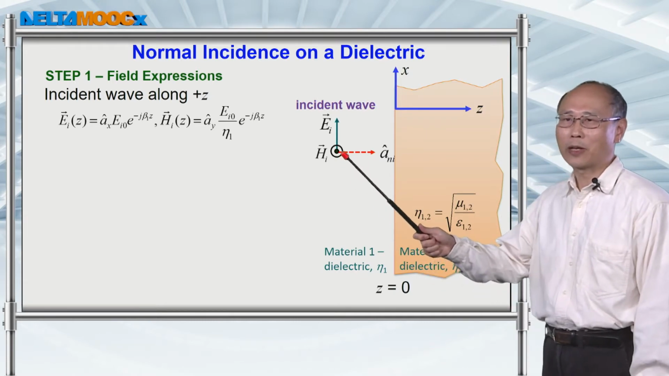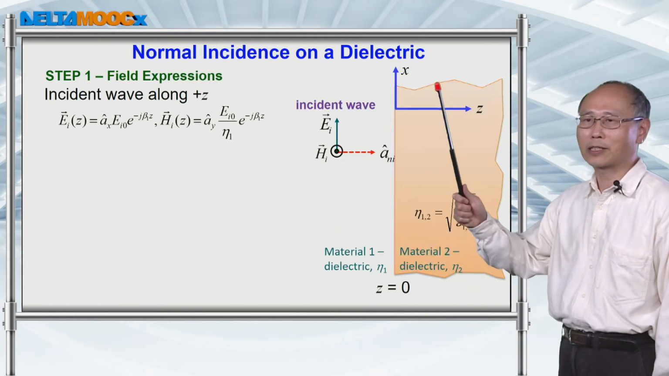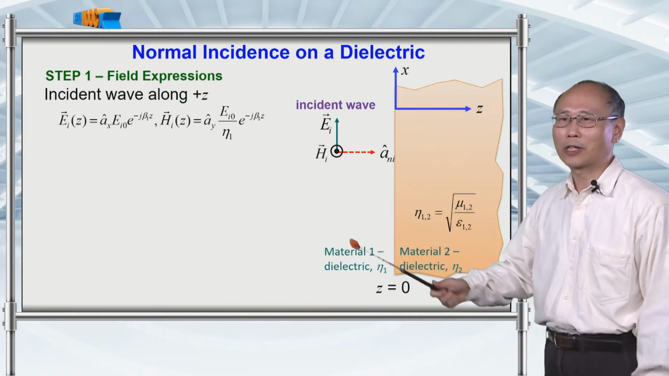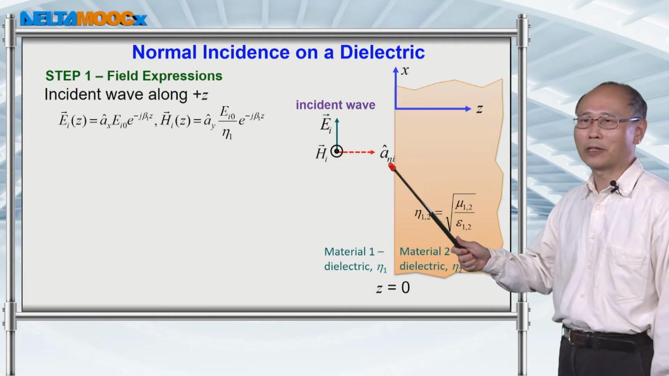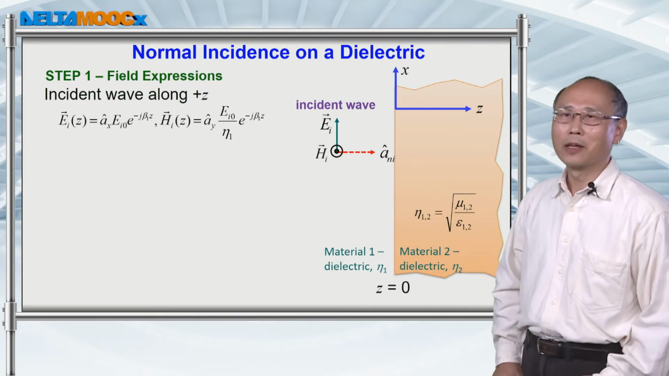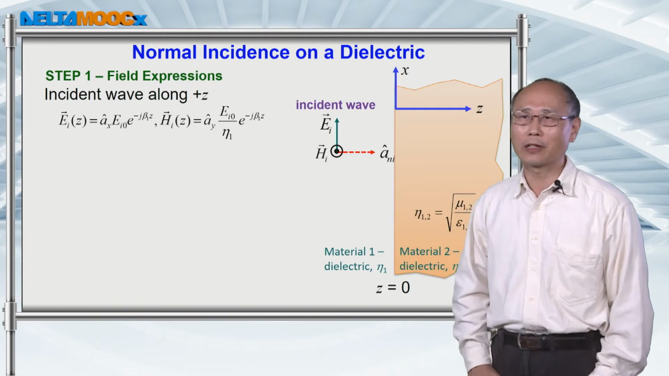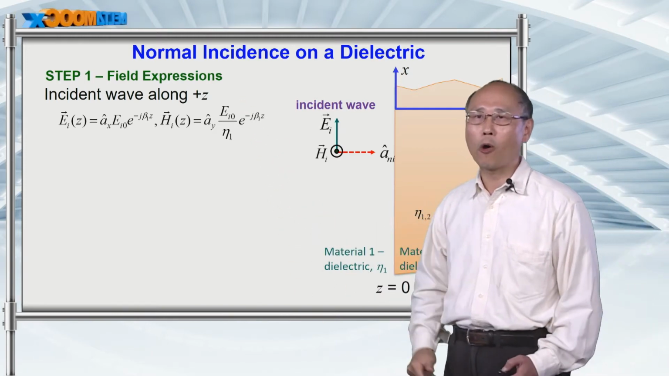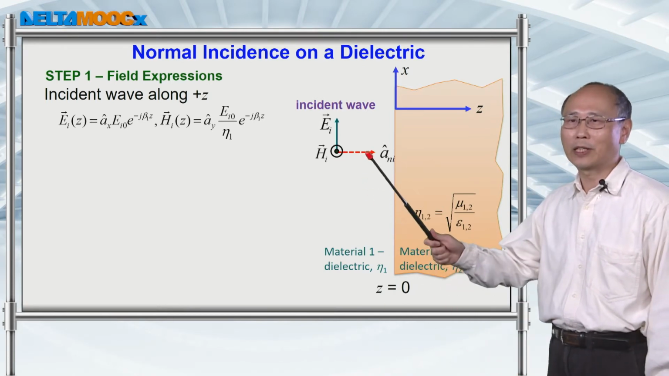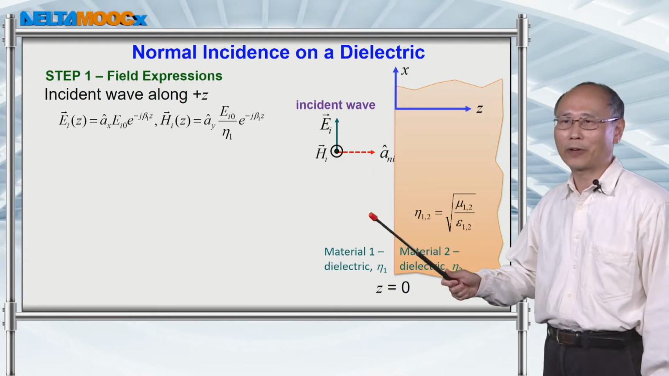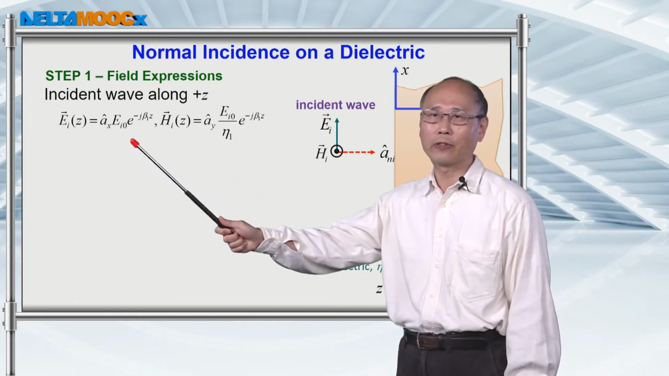And imagine that you have a plane wave incident on this boundary, and the electric field is polarized along the x direction. The magnetic field is going to be polarized perpendicular to this plane, and the direction of propagation is normal to this boundary. Last time, I already told you that there are a few steps to approach such a problem. The first step is to write down all the field expressions for the waves inside the problem. Inside this problem, you have the incident wave, and then I'm going to show you the reflected wave and transmitted wave. So the first step is to write down the field expression for the incident wave.